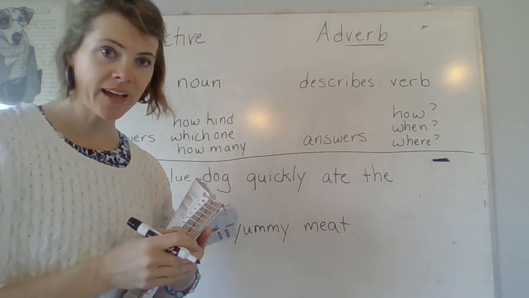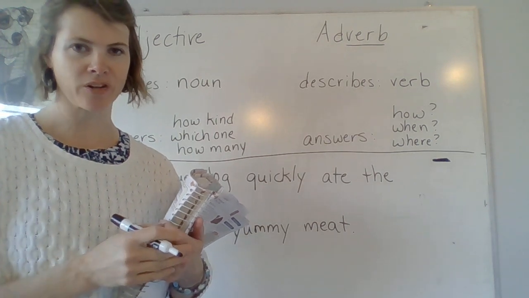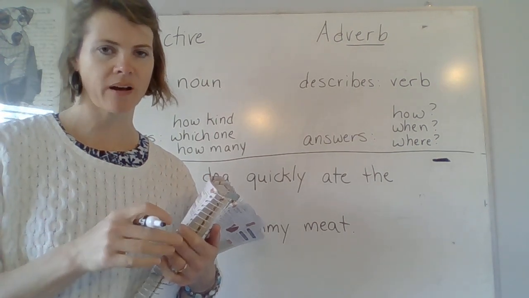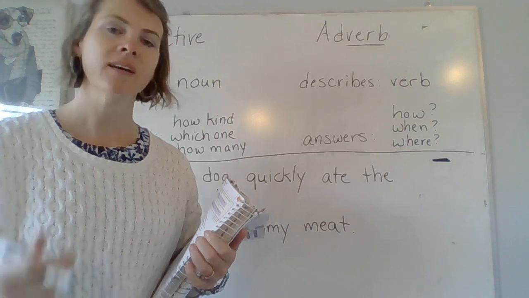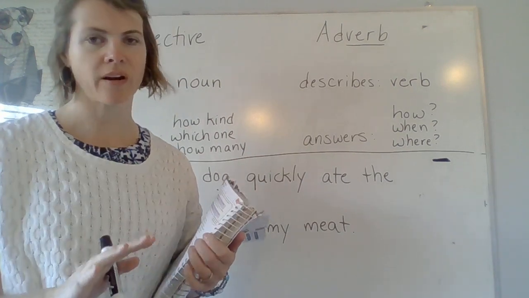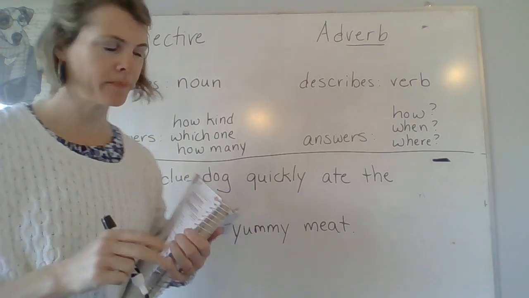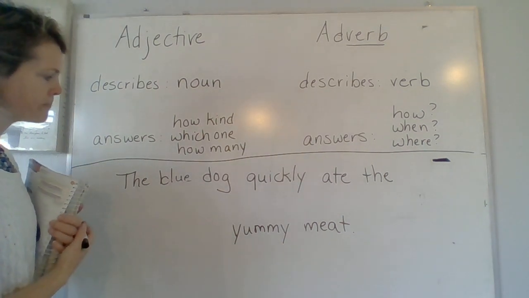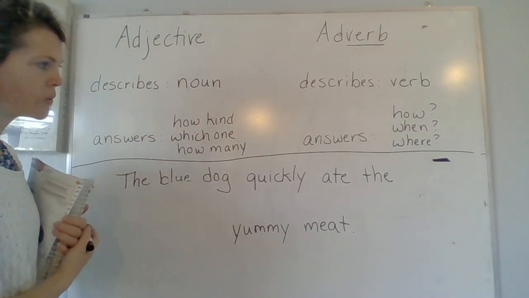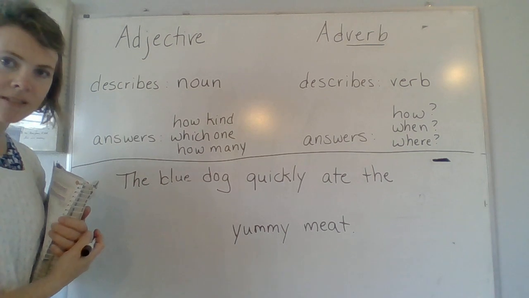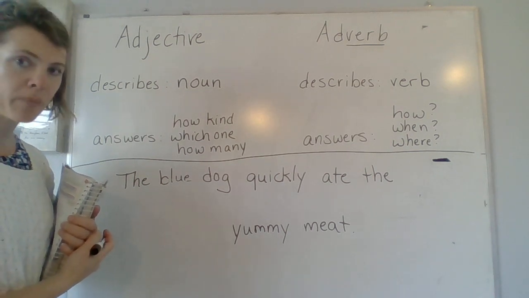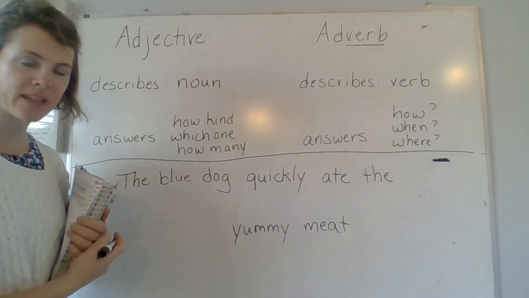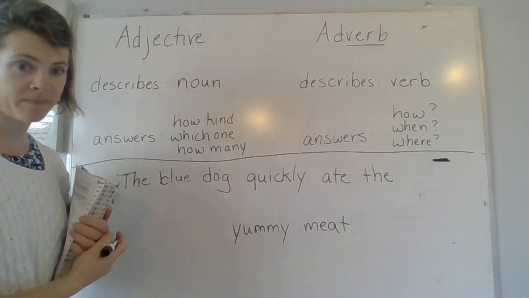Let's see if we can find now the adjective and the adverb. This is where all this memorization pays off. Can we actually find them in a sentence? Let's start the way we always start, by finding the subject and the verb. Read this sentence with me. The blue dog quickly ate the yummy meat. If you'd like to pause your video and write this down on your whiteboard, that would be great. Let's do that now.